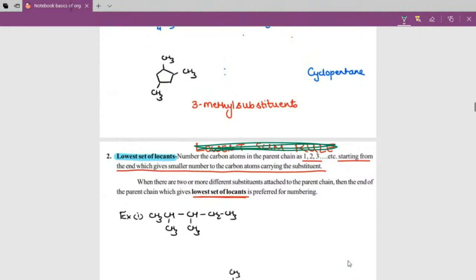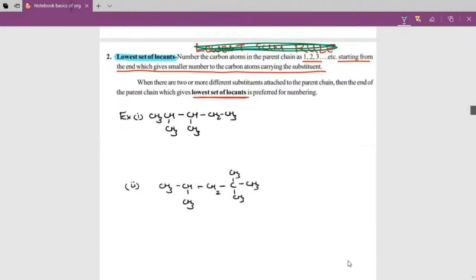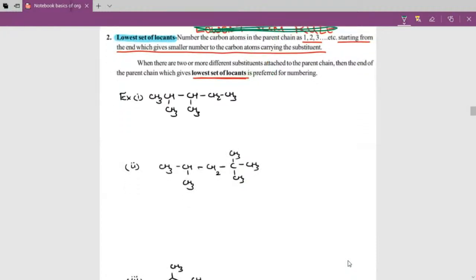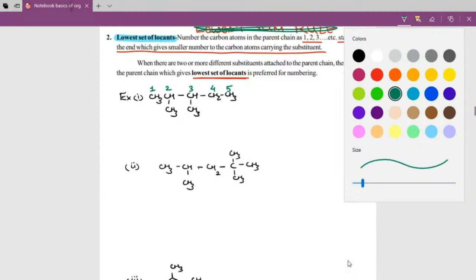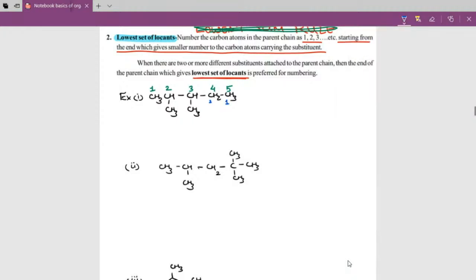You strictly have to follow the lowest set rule, which is given in NCERT. Lowest set rule, that is the lowest set of locants. Now, what is the lowest set of locants? For assigning the numbering, you number the parent chain from either end, left to right, right to left, up to down, down to up. You number from either side. So here, if I number it 1, 2, 3, 4, 5. I said number it the other way also. So okay, we'll do 1, 2, 3, 4, 5.